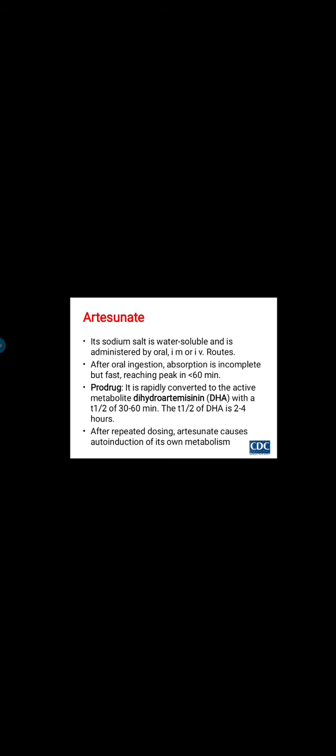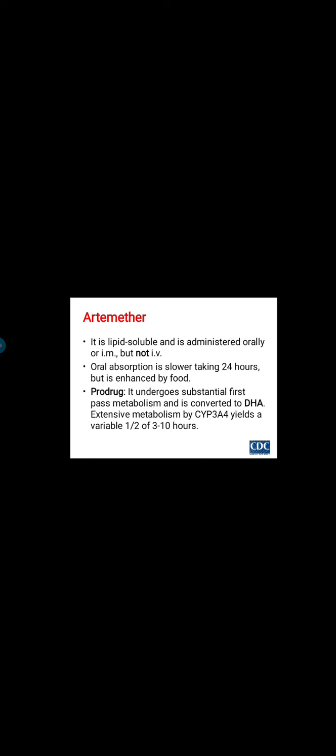So artesunate is a sodium salt, so it is water soluble and is administered by the oral, IM and IV route. After oral administration, absorption is incomplete but fast, and it peaks in less than 1 hour. I already mentioned that it is a prodrug, so the active form is dihydroartemisinin, and the half-life of DHA is 2 to 4 hours. After repeated dosing, artesunate causes auto-induction of its own metabolism.